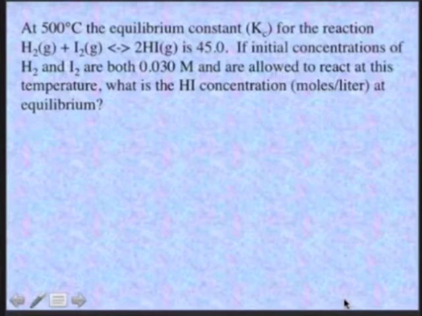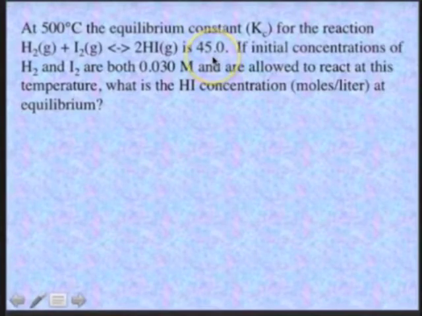Okay, here's another one. At 500 degrees C, the equilibrium constant for H2 plus I2 yields 2HI is 45. If the initial concentrations of H2 and I2 are both 0.03 molar and they are allowed to react at this temperature, what is the HI concentration at equilibrium? Now this is a special kind of question where you can actually solve it without using the quadratic equation, even though K is a large number instead of a very, very small number.